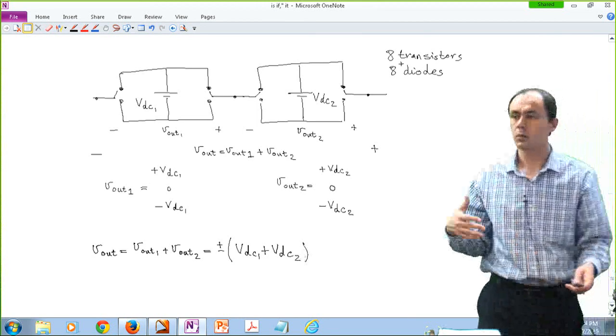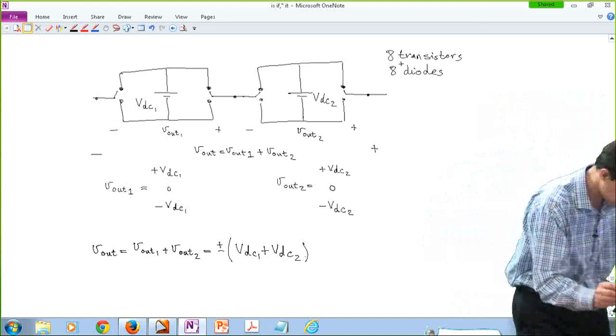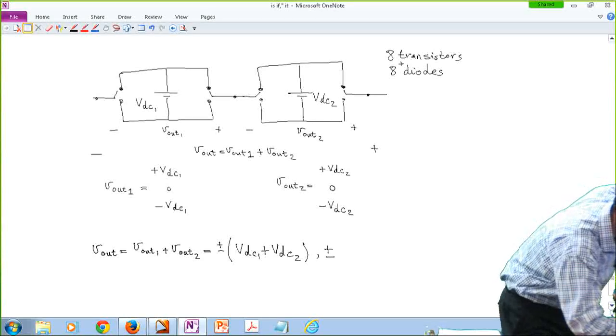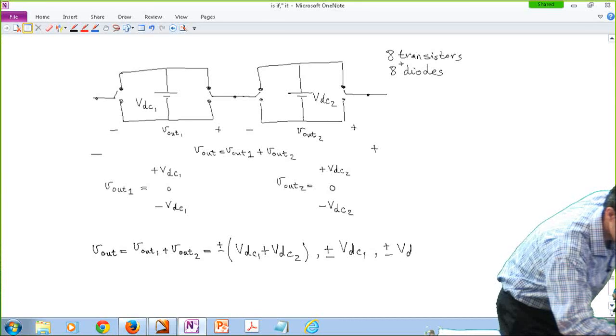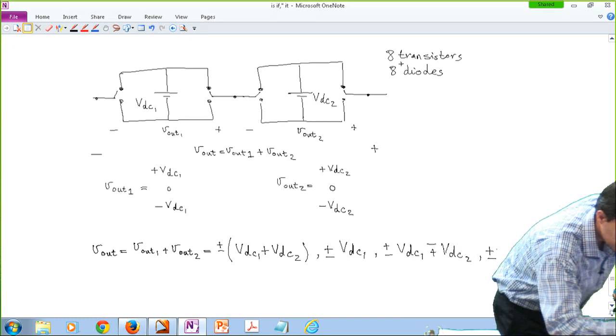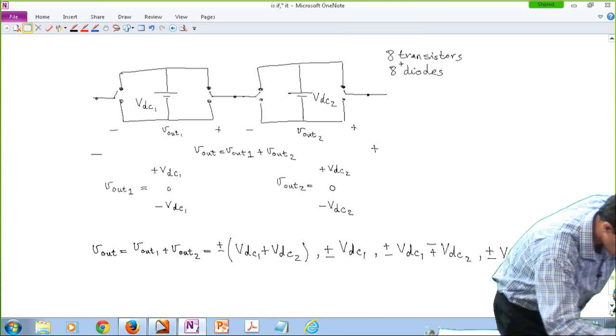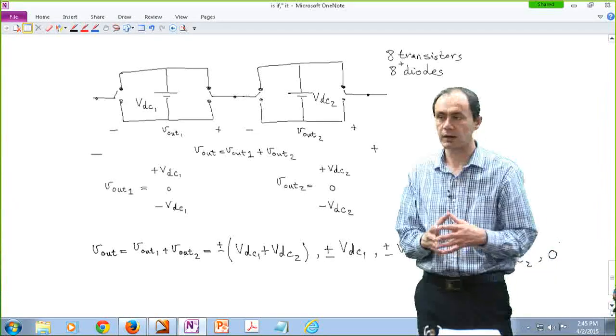I can have VDC1 plus VDC2. I can have minus VDC1 minus VDC2. I can have plus VDC1 or minus VDC1. I can have the difference between VDC1 and VDC2. Then I can bypass the first H bridge and just generate plus or minus VDC2, which is two other states. And I can bypass both of them and get basically zero. So I have a total of 9 levels.